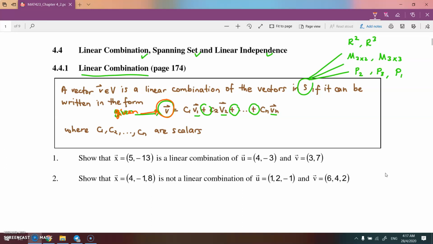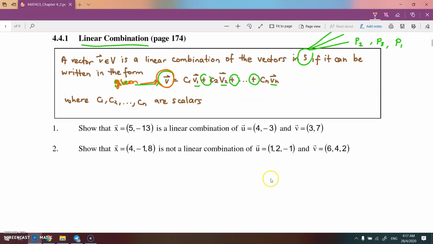Let's say we go to question number 1. Show that the vector x = (5, -13) is a linear combination of u and v. This is an example of a vector in R2, so you have two components here. Just follow this.